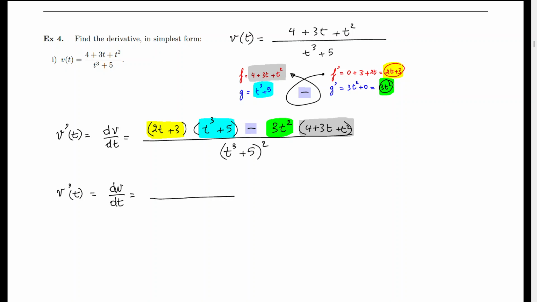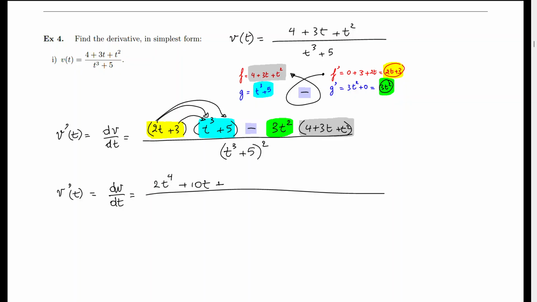My numerator is going to be massive, so let me make a really big fraction here. And so let's begin by FOILing everybody. So 2t times t cubed is going to be 2t to the power of 4. Then 2t times 5, that's going to be 10t. Next, I have to worry about the 3 and the t cubed. That's going to be 3t cubed. And finally, 3 with the 5 is going to be 15.